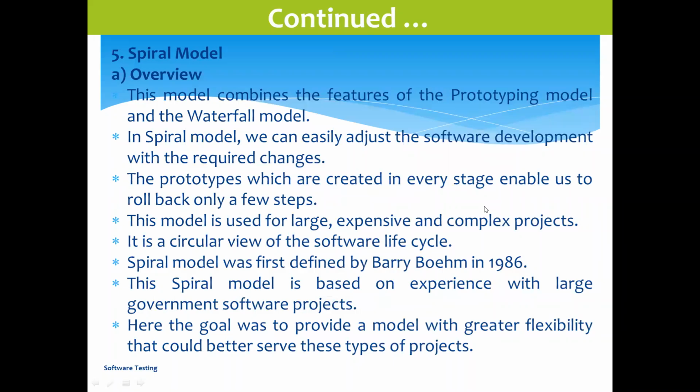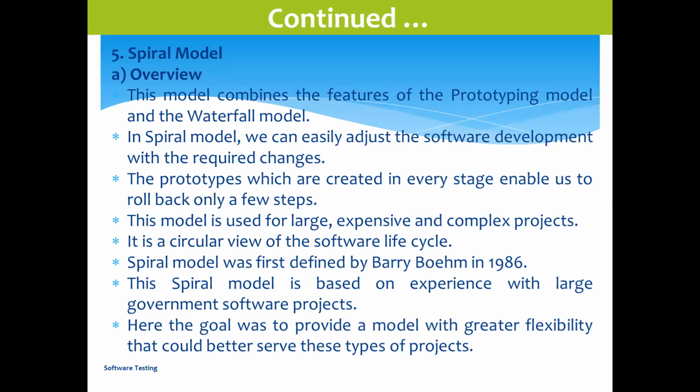Okay, next is the spiral model. It will look like the spiral binding you have in your books, same kind of thing, round and round it will happen. So overview of the spiral model is, this model combines the features of prototyping model and waterfall model. It was developed by taking the features of the prototype model and the waterfall model. Combining both concepts, they named this the spiral model.